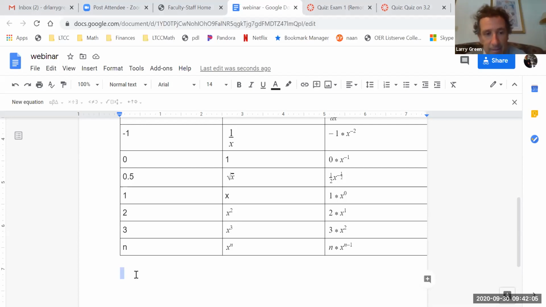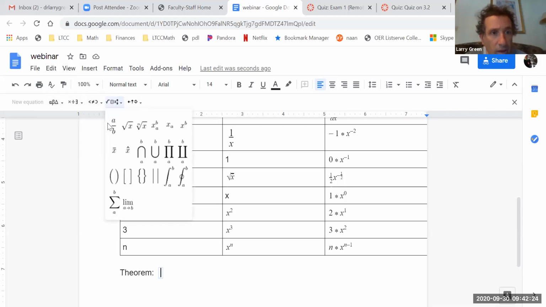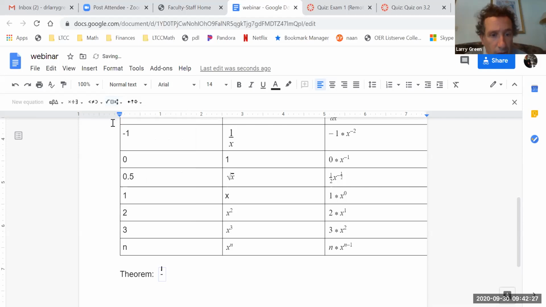So the theorem, and this is a biggie, it's called the power rule. The theorem is as follows, and that is very easy to state. d over dx of x to the n is equal to n times x to the n minus 1.